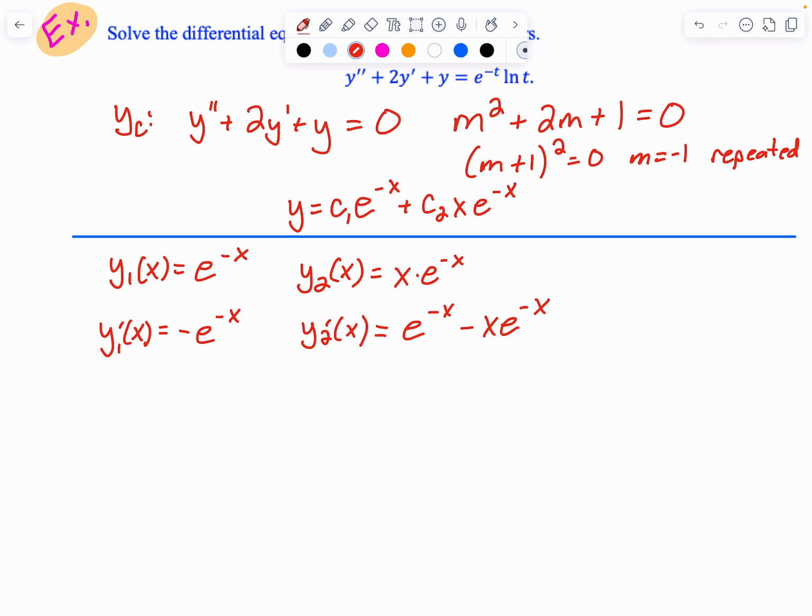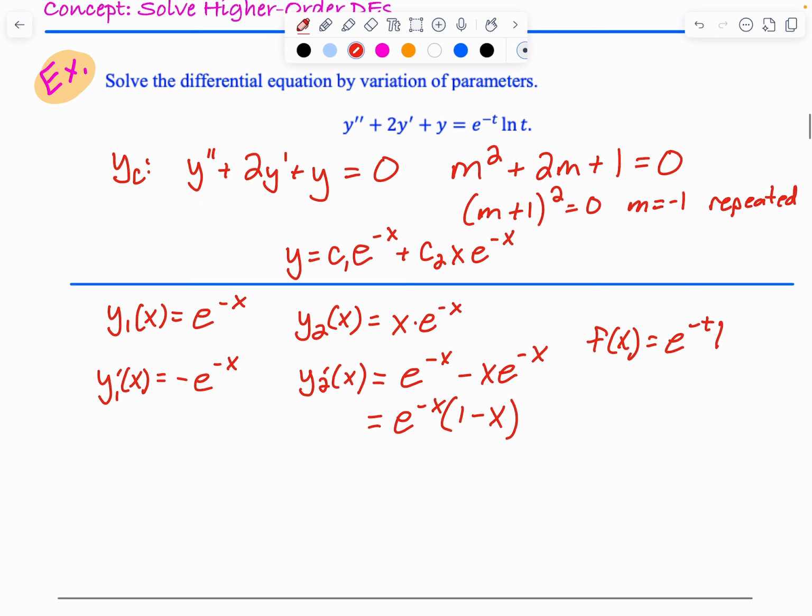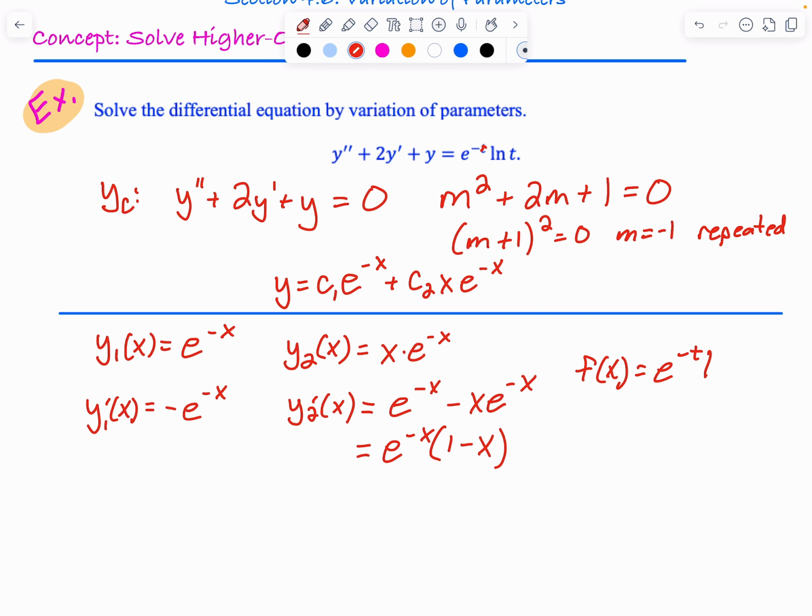Okay, let's go ahead and put that in a factored form. Maybe it'll help us out later. All right, and then I'm going to go ahead and name f of x, which was the e to the negative t. Oh, we've been using x's this whole time while those were t's. All right, we're going to leave them in x's. We can change them at the end if it bothers you that much. e to the negative x times ln of x. All right, we don't need a derivative of that.